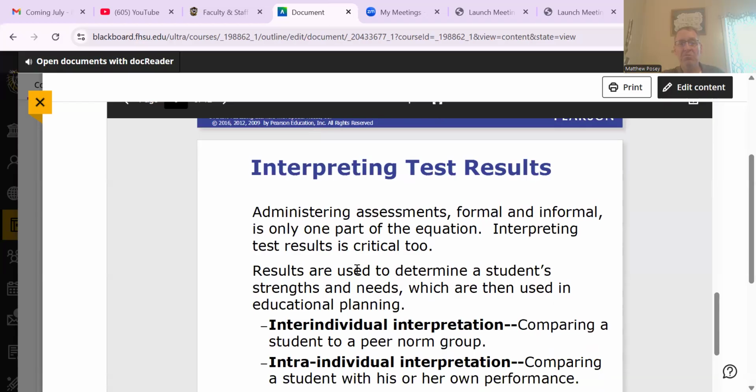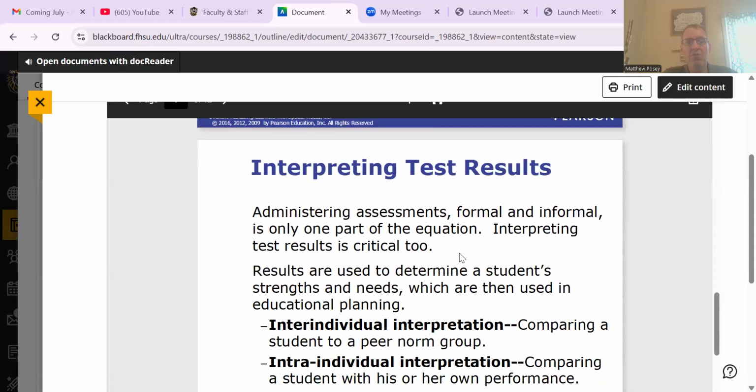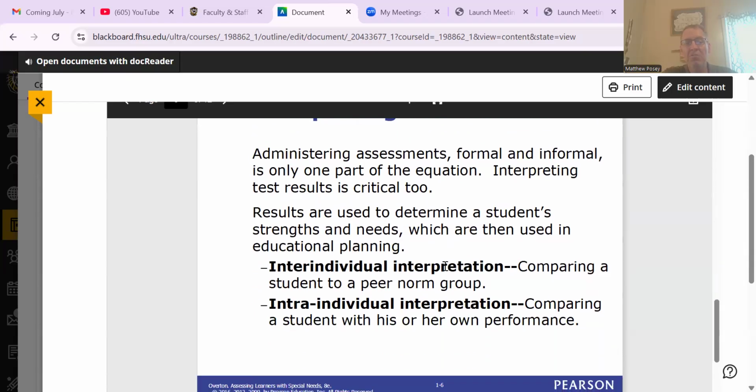We hope that the results are used to determine a student's strengths and needs, which you've been doing in your assessment reports, and looking at two different types of interpretation. Okay, so two types of interpretation. One is inter-individual interpretation, which is when we compare the student to a peer norm group. That's your norm referenced test. Then we also have what we call the intra-individual interpretation. That's comparing the student with his or her own performance, such as informal assessment, CBM.